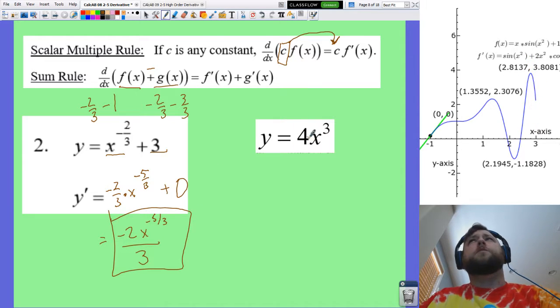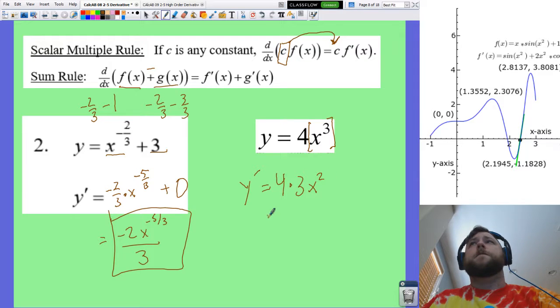Now try this one. This is where I have a coefficient. Just find the derivative of the x cubed part, and then you multiply it by 4 at the end. So it looks like this. Y prime equals 4 times, take that 3 out, x squared. So this is going to be 12x squared.